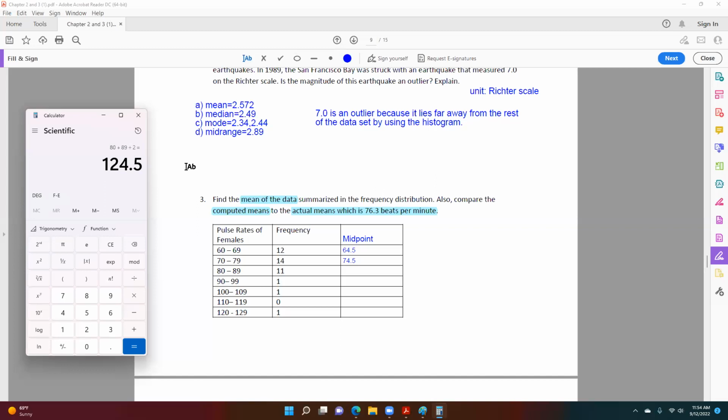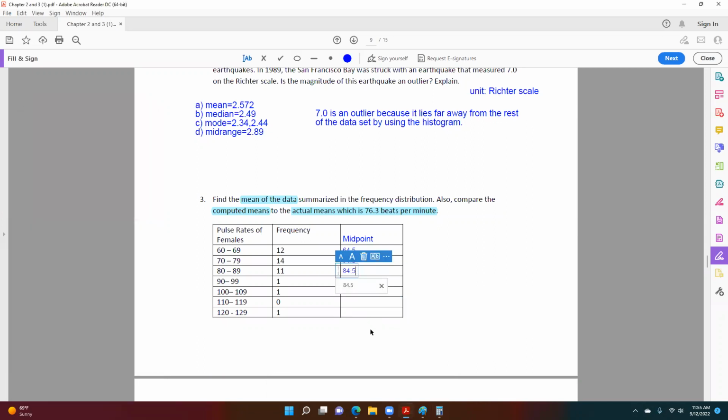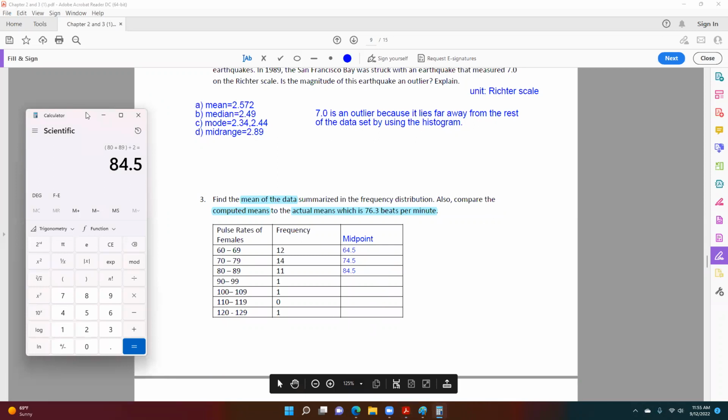So that's the reason why, when you use your calculator, make sure you know that your calculator follows PEMDAS. So how do we fix this? You have to give it parentheses. You have to parenthesize 80 plus 89, so there is a parenthesis in your calculator like this. Then you close the parenthesis and divide by 2. That means you tell your calculator to do the parentheses first, before dividing by 2. So this is 84.5.